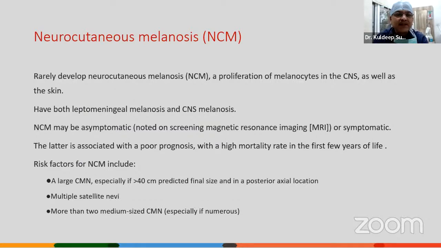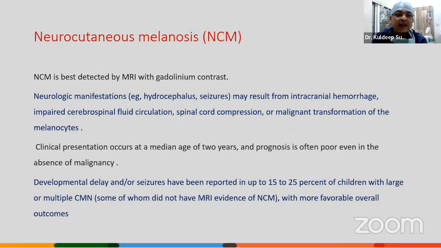So this is another one, neurocutaneous melanosis. This is likely to happen, as I told you, specifically in those newborns who have a very large nevus, or involvement of the whole trunk, and 50, 60, 70 satellite lesions there. So when we have these 2-3 reasons, a large nevus, especially more than 40 centimeter, a posterior axial location like this child has, a lot of satellite nevi, and more than 2 medium size nevi as well, these are the kids who are most likely to develop NCM.